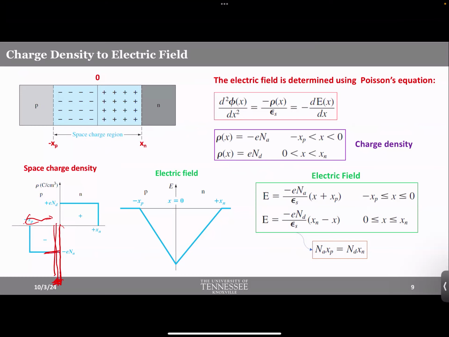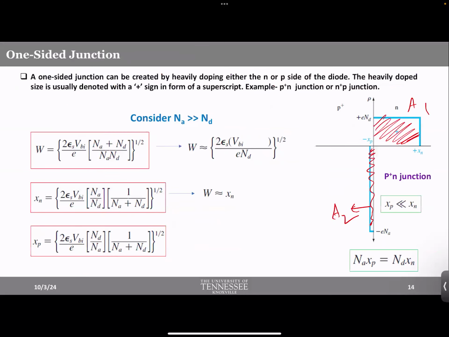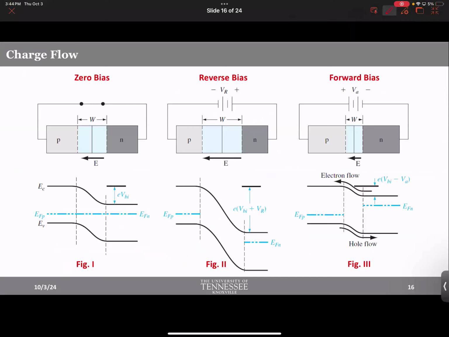So there are different ways to see it, just by using math or using physical understanding, doesn't matter. So a one-sided junction is doable, and they are used heavily for many purposes.